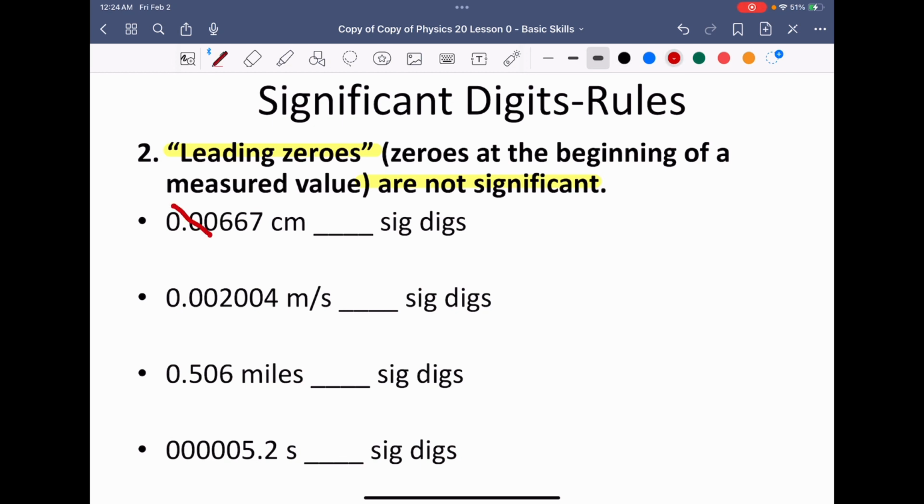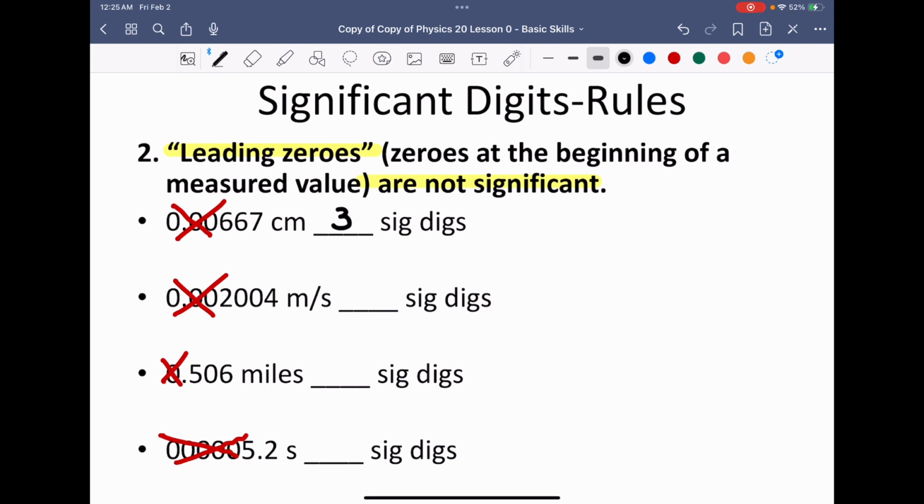So what I did in class is we just took these and crossed them out. We put an X through them and said, we don't even want to consider these. These are all just garbage to us. They have no bearing on how many significant digits there are. These leading zeros are not significant. So in the first example, we have 3 significant digits, ignoring the zeros.